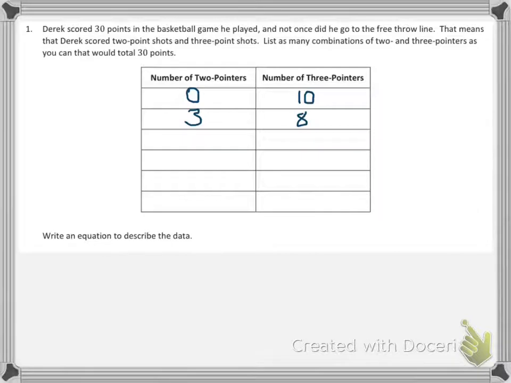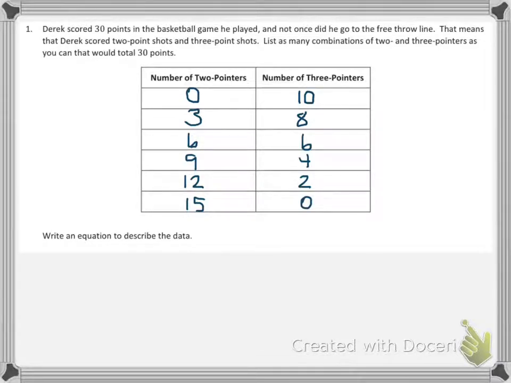And then we can see the pattern if we just count by threes. And on the 3-point side, drop that down 2. So this would be 6 2-pointers and 6 3-pointers. 9 2-pointers and 4 3-pointers. We could make 12 2-pointers and 2 3-pointers, and then lastly, all 2-point shots and no 3-point shots.